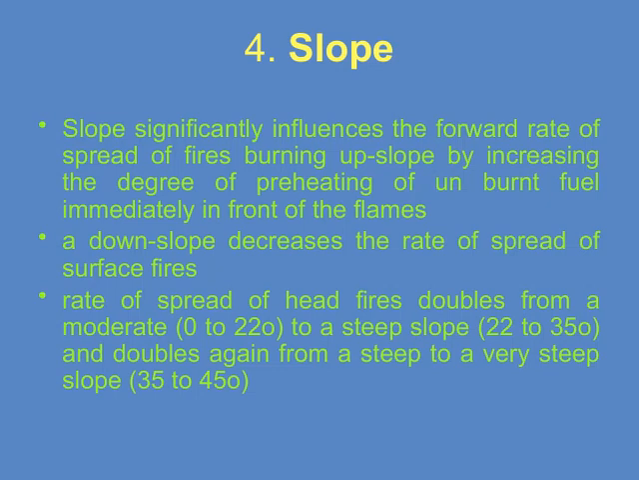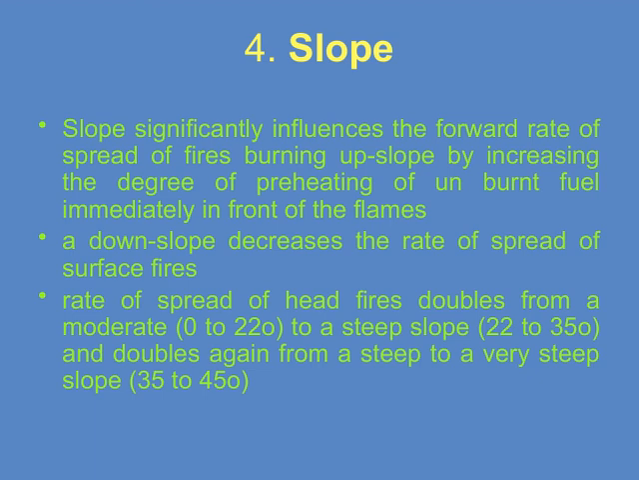Let's talk about how slope affects fire spread. When a fire burns up a slope, it can actually increase the rate at which the flames move forward. This happens because the slope causes the unburned fuel in front of the fire to preheat more quickly, making it easier for the fire to spread. On the other hand, if the fire is burning downhill, the rate of spread tends to decrease. The fire doesn't advance as rapidly because the preheating effect is less pronounced downhill.